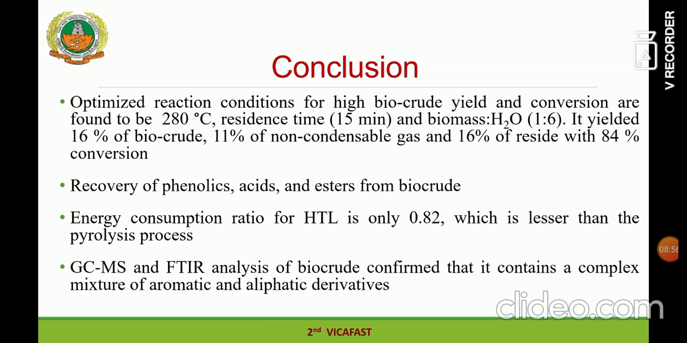Even if we use a catalyst, the biocrude yield can be enhanced. Even without adding any catalyst, it yields a good amount of biocrude, from which we can obtain eco-friendly biofuels and biochemicals. Thank you.